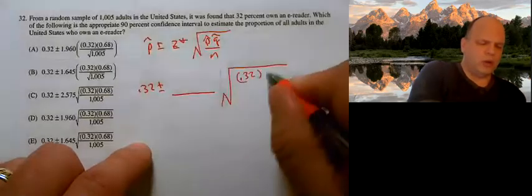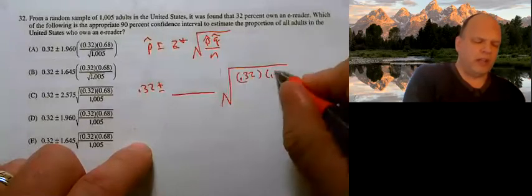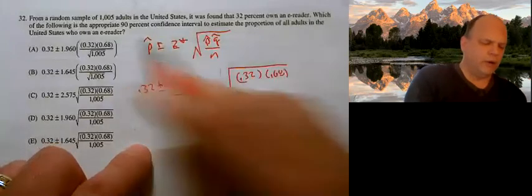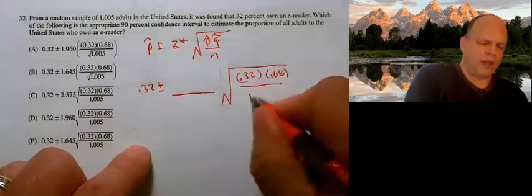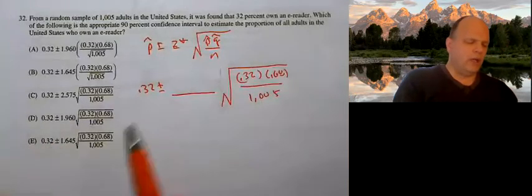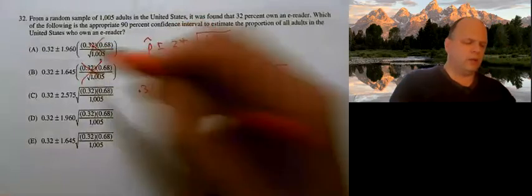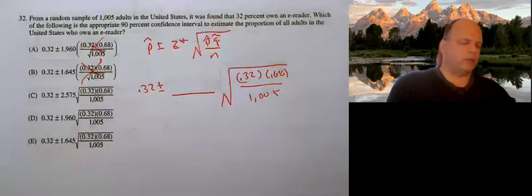0.32, and then 1 minus 0.32 is 0.68 over 1,005. So real quickly, we can get rid of this first one, that one right there. We can also get rid of this one right here, because it's not under the radical.